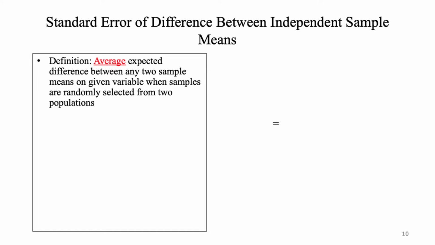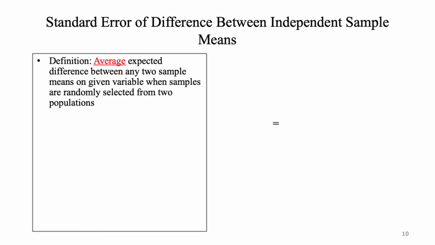Anytime you see the word standard, think of average. A standard deviation is just an average deviation or an average distance of an observation from the mean. The standard error is a little bit more complicated.